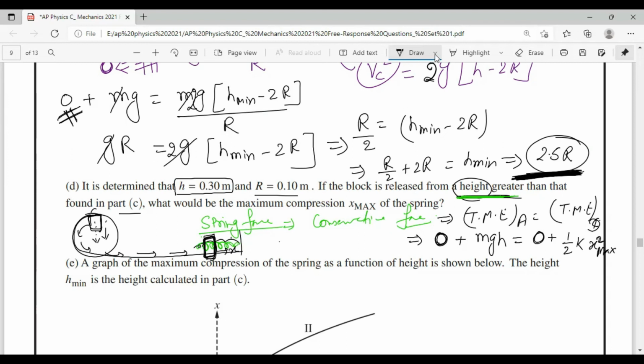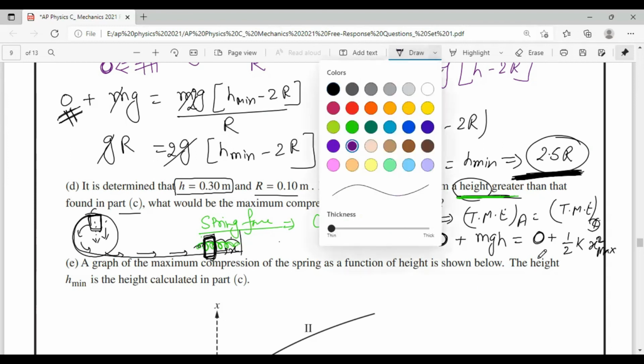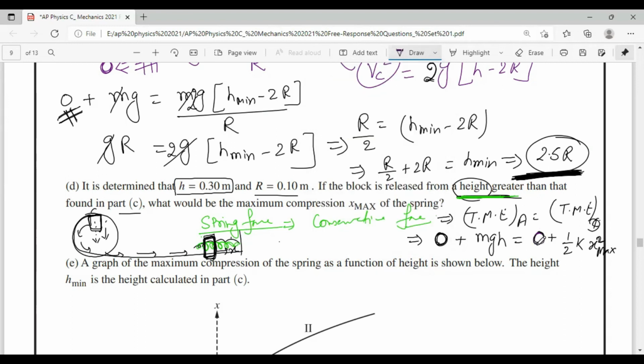We have taken maximum elongation. That means the kinetic energy will be 0 or velocity will be 0. Maximum potential energy, minimum kinetic energy. So from here we can get the x max value. X max will be the square root of 2 mgh divided by k.